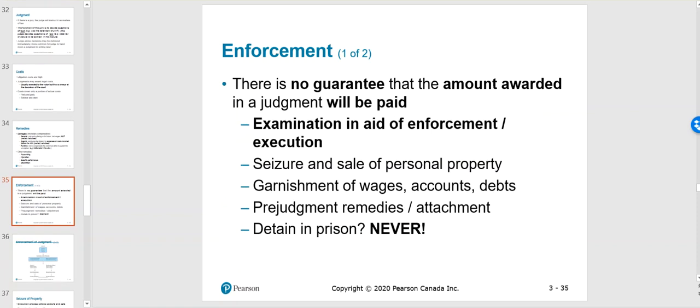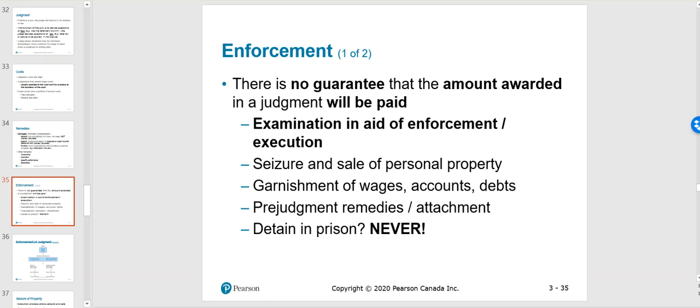So in terms of monetary compensation, let's say you won the case, you won the lawsuit. After you won, you have to enforce your award. You have to actually get paid. And there's no guarantee you will be paid. Why not? Well, because it may be the case that the losing party has no assets, no money available, nothing available to pay you.